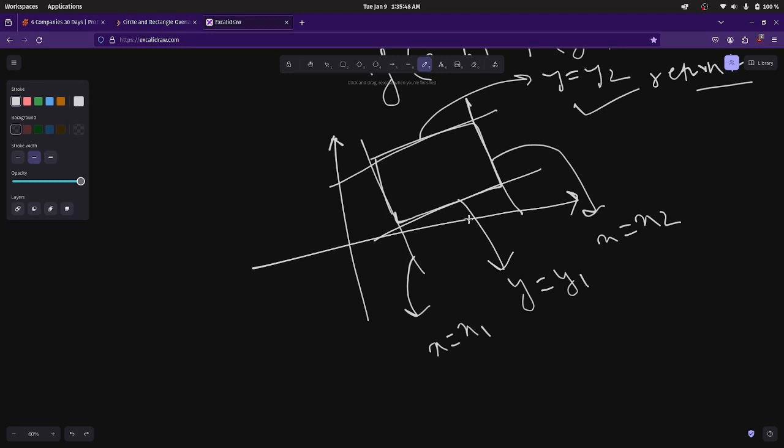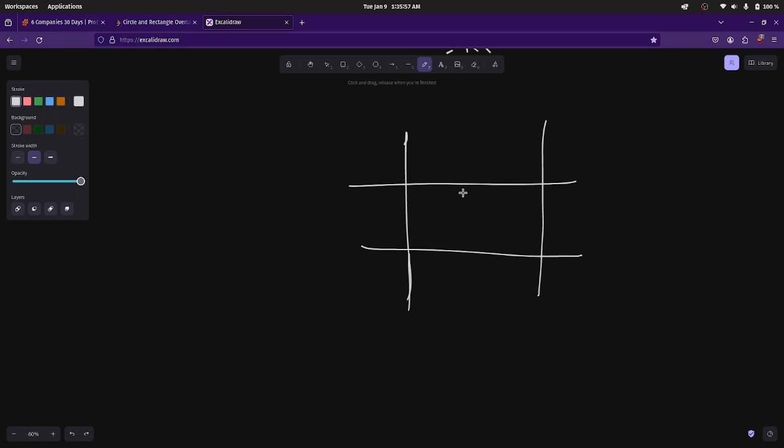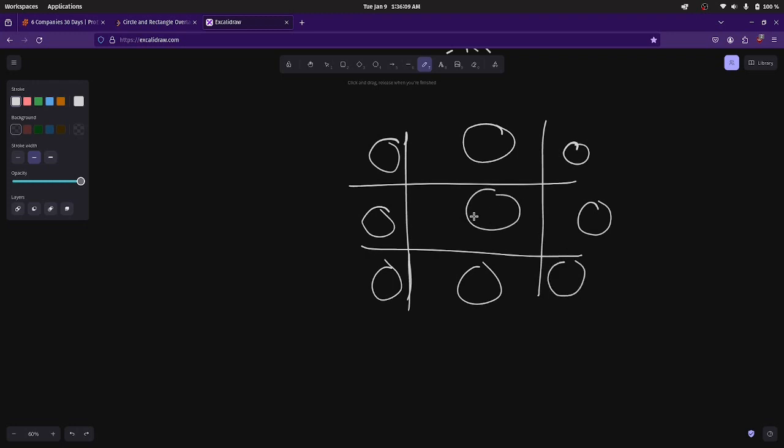Okay, so if we have this line system, for a circle to overlap, it should lie somewhere here. If it's lying inside, we can just check with the help of x and y. But what if it lies here?